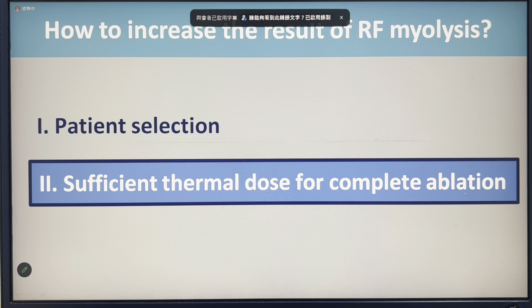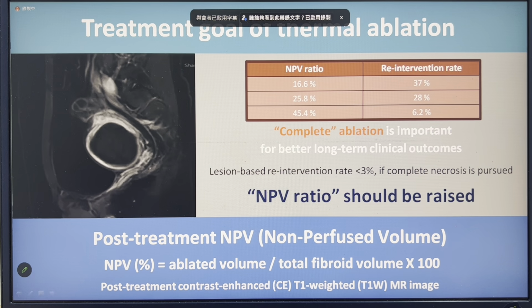Second, you have to use a sufficient thermal dose for complete ablation. Treatment goal of thermal ablation is complete ablation. If complete necrosis is achieved, the lesion-based reintervention rate is less than 3%. In order to achieve complete ablation, non-perfused volume ratio should be raised. As NPV ratio is raised, reintervention rate decreases.